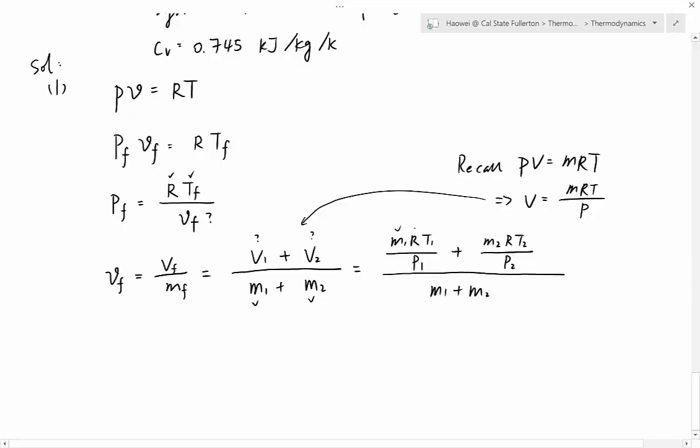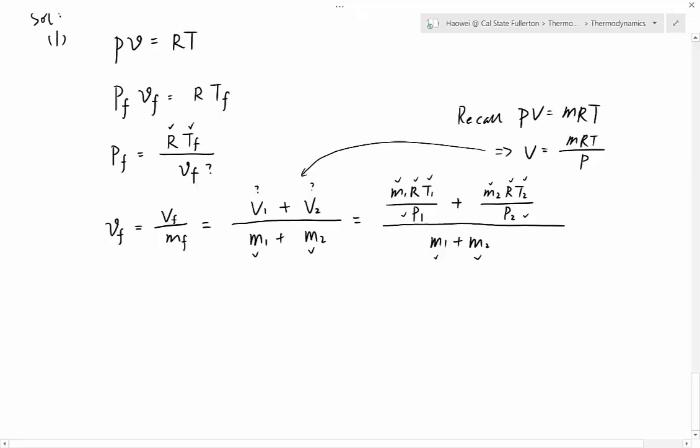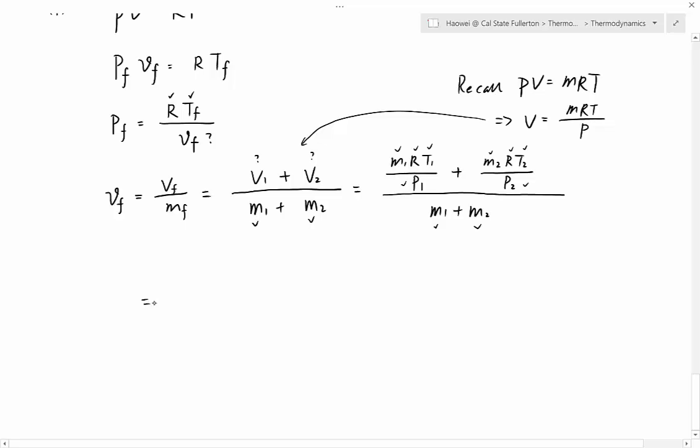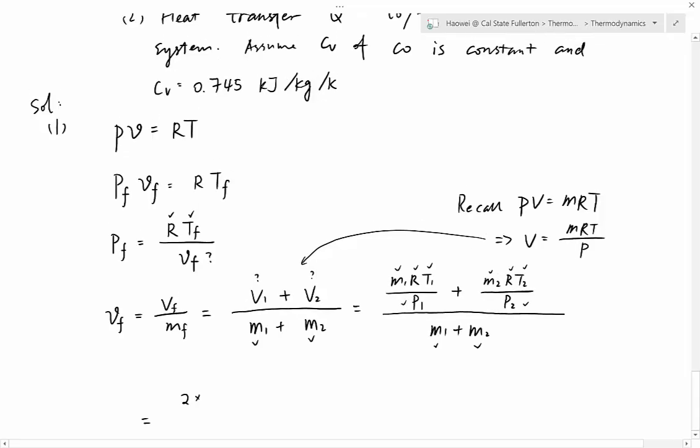M1 given, R constant, T1 given, P1 given, M2 given, R given, T2 given, P2 given. So now we have everything in the right hand side. What we need to do is to plug in everything. M1 is 2 kilogram. Double check it is SI unit. Multiplied by R. What is the R for carbon monoxide?